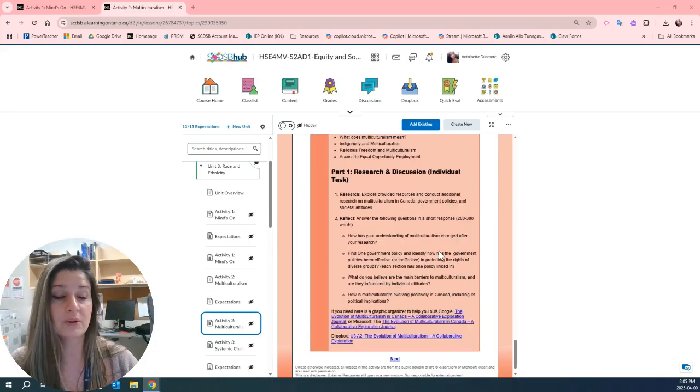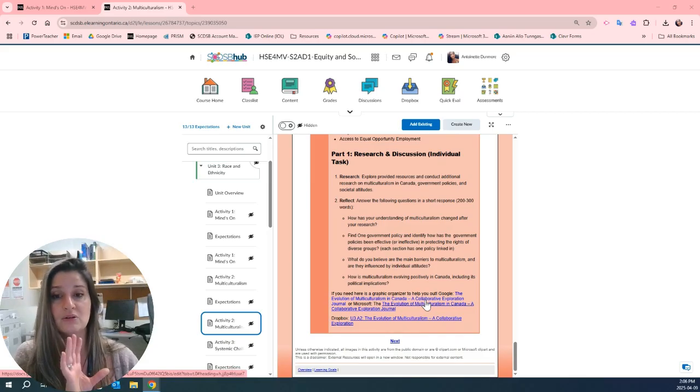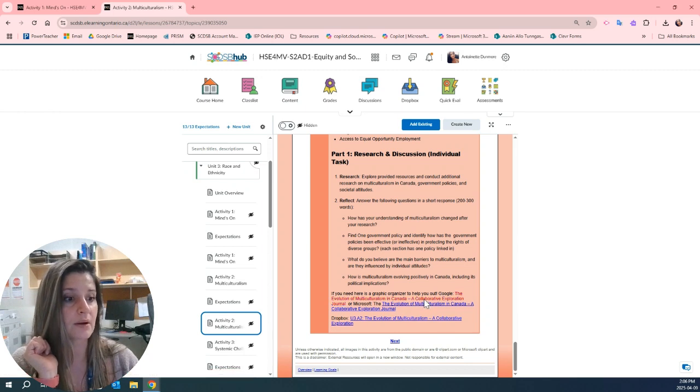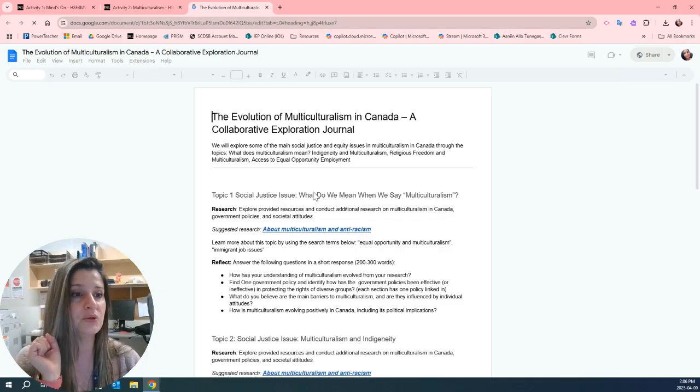Here's your assignment outline that's going to help you. If you like, you can attempt this and construct it any way you want, but I've created handy dandy graphic organizers, linked in here and other places, that you can use for this week's work. So pop it open if you'd like. We're going to explore the evolution of multiculturalism in Canada, and you're going to write a collaborative explorative journal.